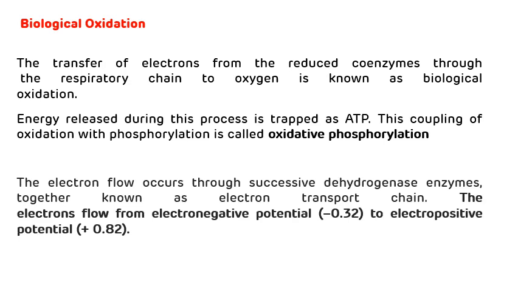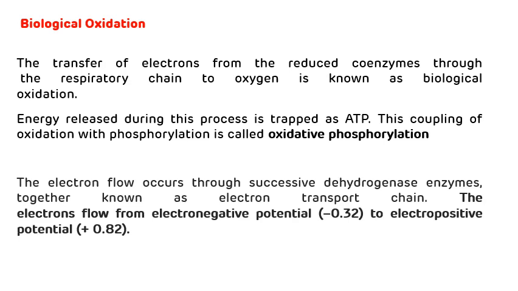Before going into the detail of the electron transport chain, one should know that loss of electrons is known as oxidation and gain of electrons is known as reduction. And the substance which exists in both states, that is in the reduced as well as in the oxidized state, is known as a redox couple.